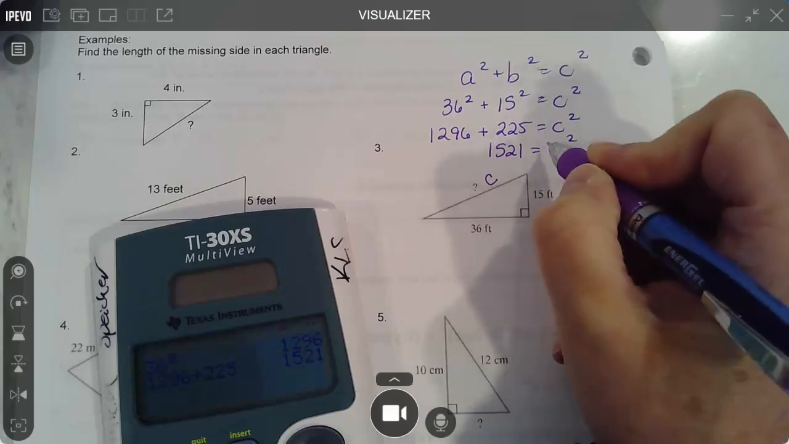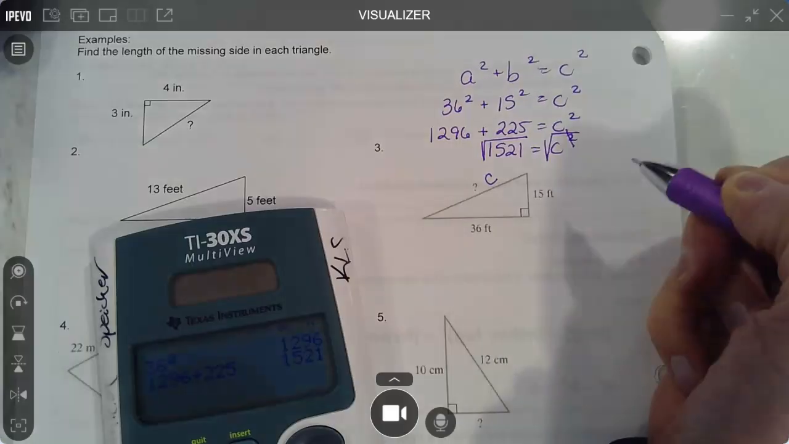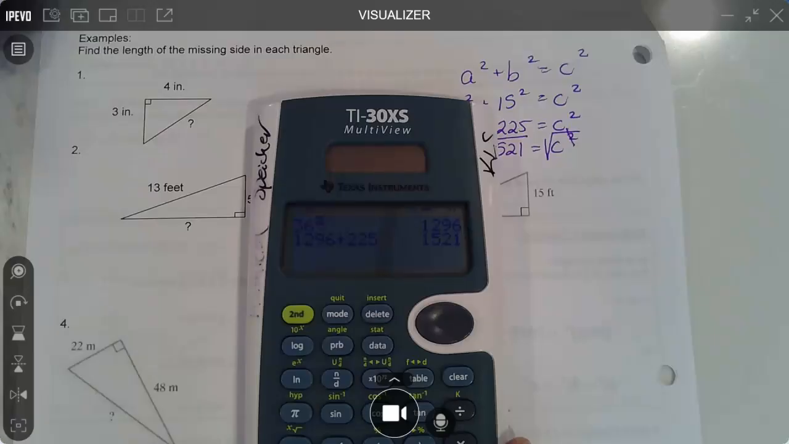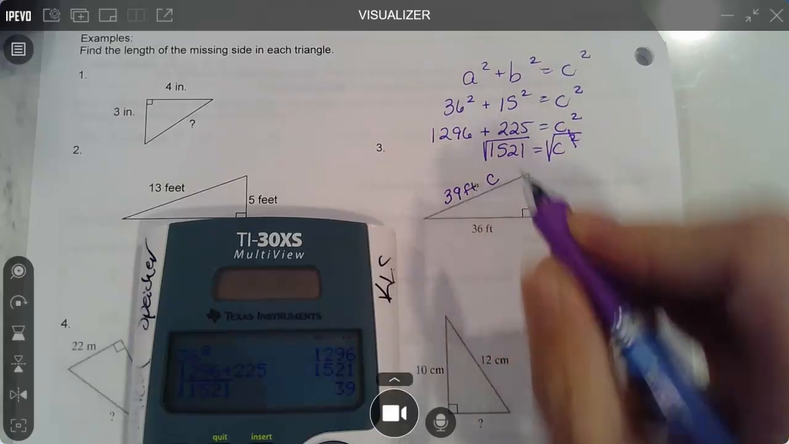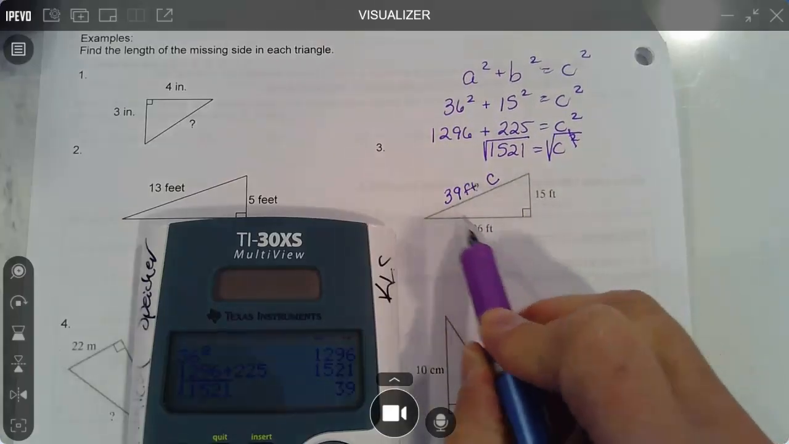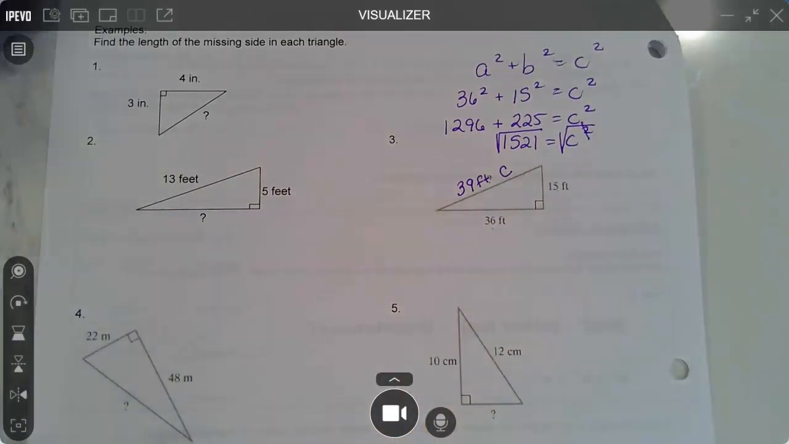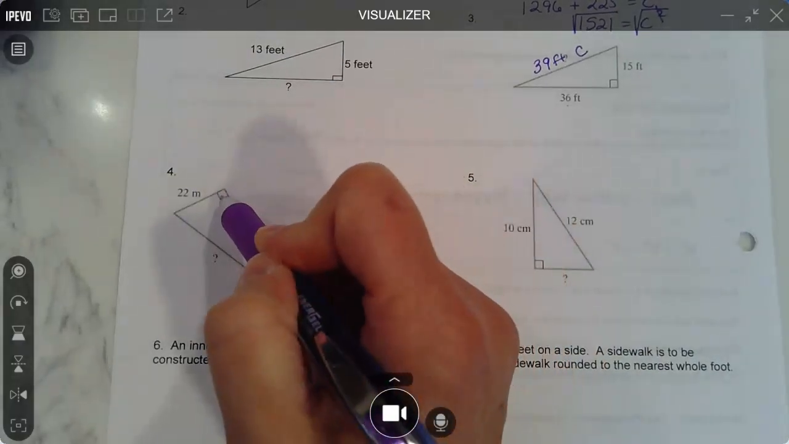And to undo a square, we take the square root. Now I know we have two answers, right? But we're only going to take the positive principal root. All right? Because we're talking about distance. So it looks like we've got 39 feet for our hypotenuse. And that's a good sign because it's the larger of the three sides, so that makes sense that it's bigger than 36 and 15. All right, for this triangle, it looks like, again, we're solving for the hypotenuse.